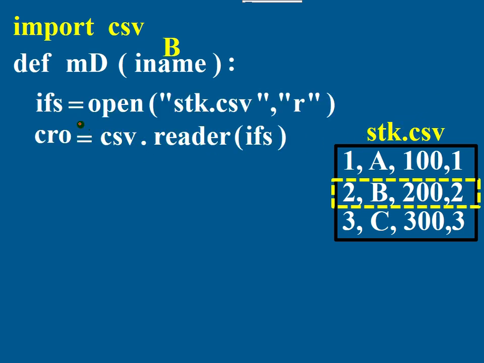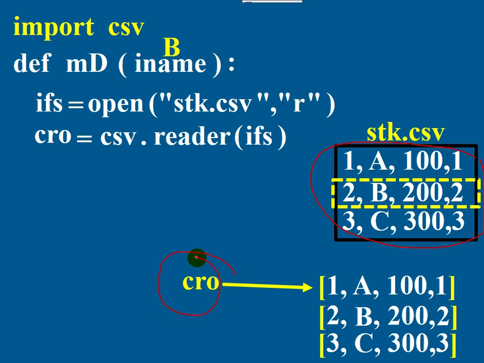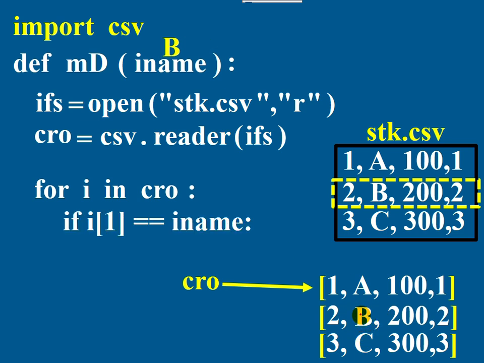We need to create a CSV reader object. So cro is a CSV reader object and cro contains all the lists. Now from cro, retrieve lists one by one. So how do you retrieve lists one by one from cro? For i in cro, i will contain each and every list. Now if the item name present in i, that is i[1], equal to iname, what's the meaning? That is a record to be modified.